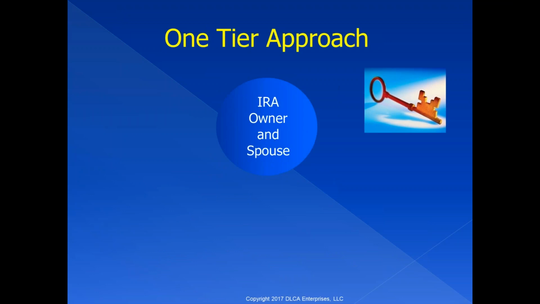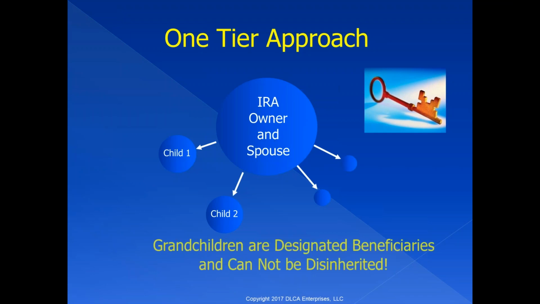Same thing. We have the IRA owner as the owner of the contract, the spouse as primary beneficiary, but now we use one tier. We put the children as contingents, and we also put the grandchildren as contingents, so they inherit at the same time. So what we accomplished here, remember, only the owner and the spouse can designate a beneficiary, giving that beneficiary the right to take stretch distributions as opposed to paying all the tax within a 5-year period. So this is the approach that works.